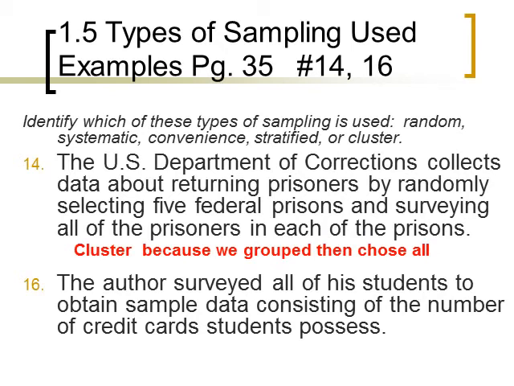Question 16 says the author surveyed all of his students to obtain sample data consisting of the number of credit cards students possess. So this to me sounds like convenience because he's surveying all of his students.